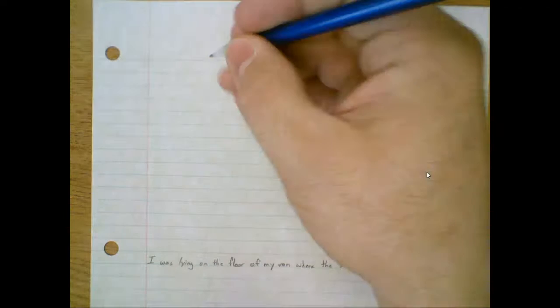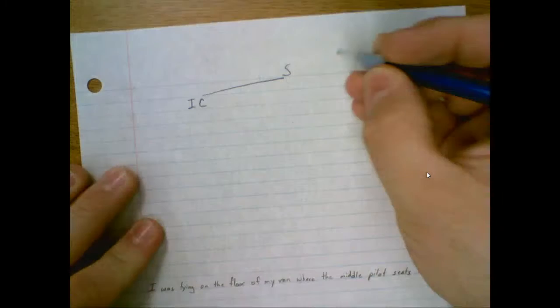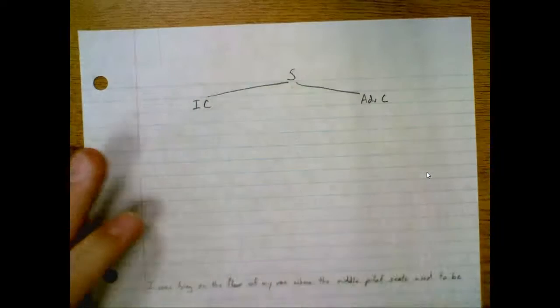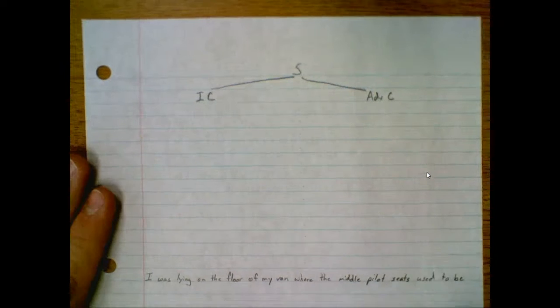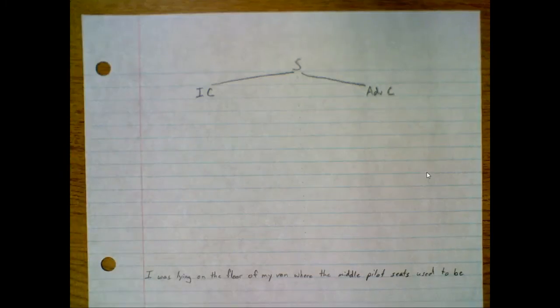Okay? Excellent. Now, we know that a sentence has to be composed of at least one independent clause, which we've already identified. I was lying on the floor of my van. But this particular sentence also has a dependent clause, an adverb clause that's right here, where the middle pilot seats used to be. So we can divide this thing in half between the IC, the independent clause, and the adverb C, the adverb clause. Okay? And both of those things are making up this particular sentence. Remember, the only requirement of a sentence is that it have an independent clause. This particular sentence has an independent clause plus an adverb clause.